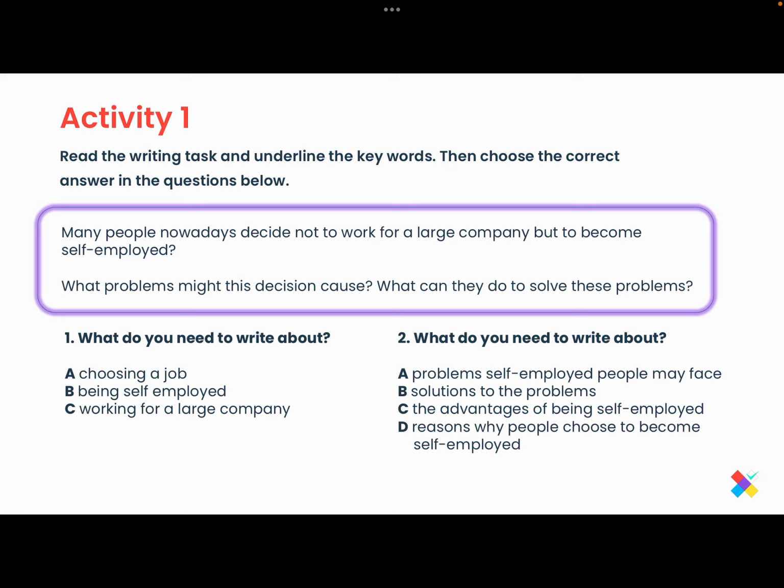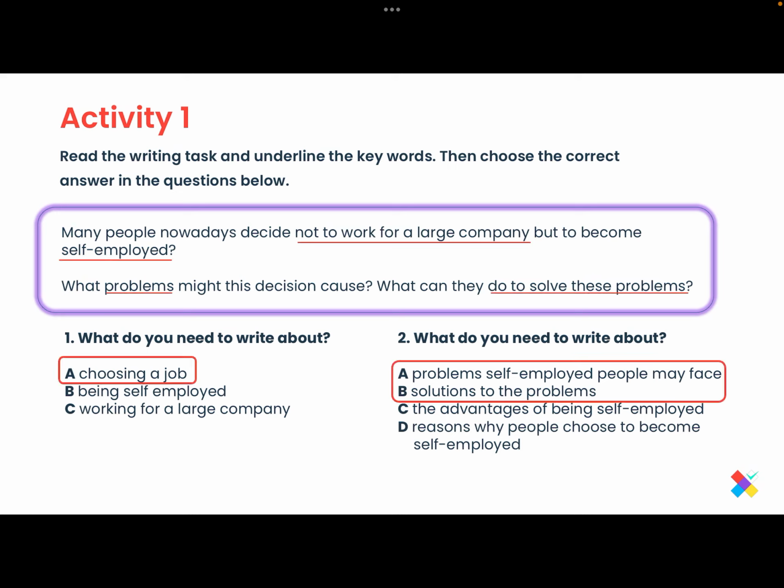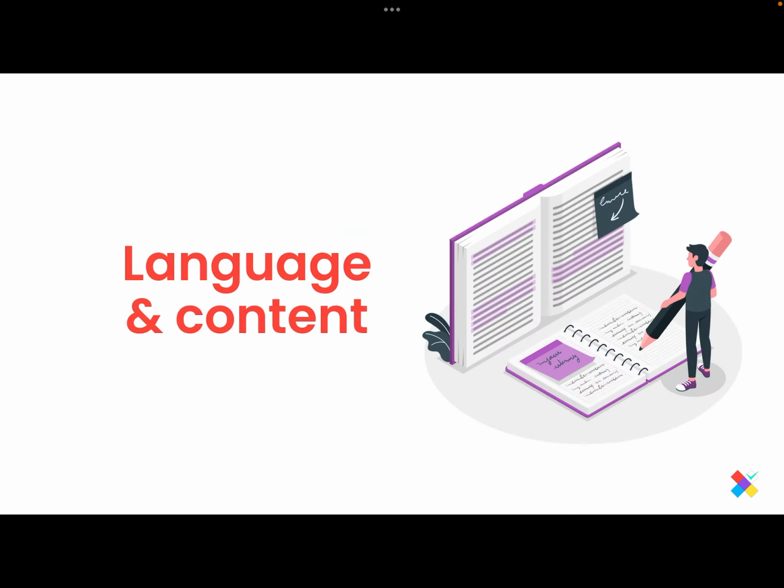Okay, time's up, and the answers are, please check with your work. Okay, we have chopped the task, we have underlined keywords, we know what we have to write about, yeah? Then we can move on to actually the things that we're going to learn today, language and content.